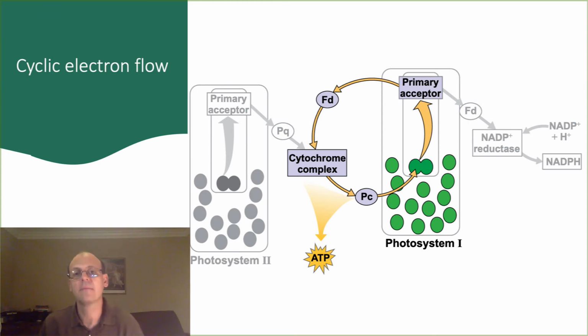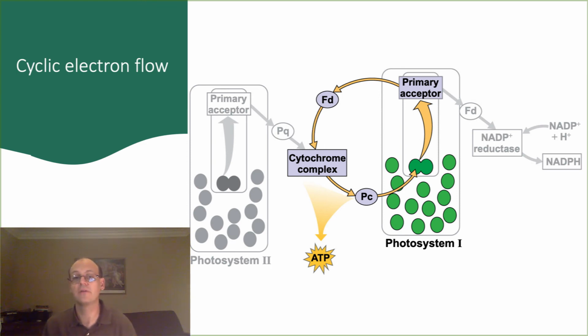In some cases, there's an alternate flow of electrons. After the electrons have been elevated through to the primary electron acceptor in photosystem 1, they may be passed back to ferredoxin and back into the cytochrome complex and the electron transport chain. This results in production of ATP, but no production of NADPH. Also, because photosystem 2 is not used, there's no oxidation of water and therefore no oxygen produced.